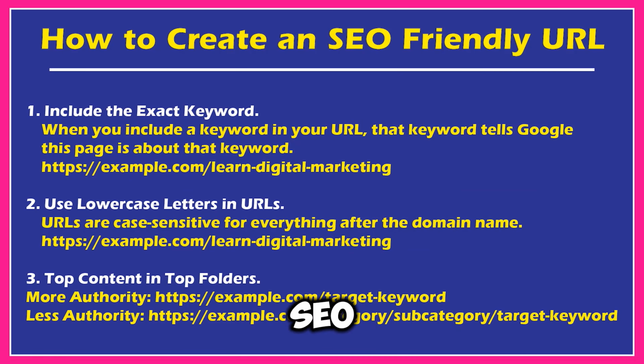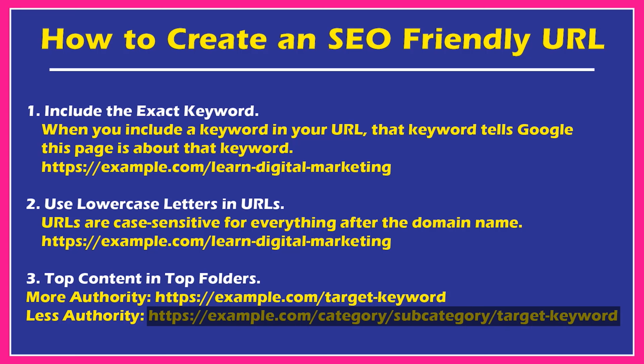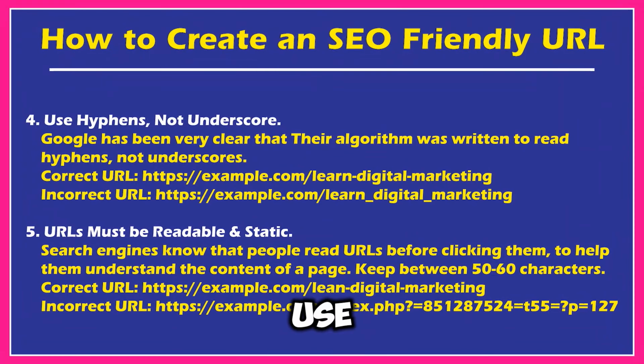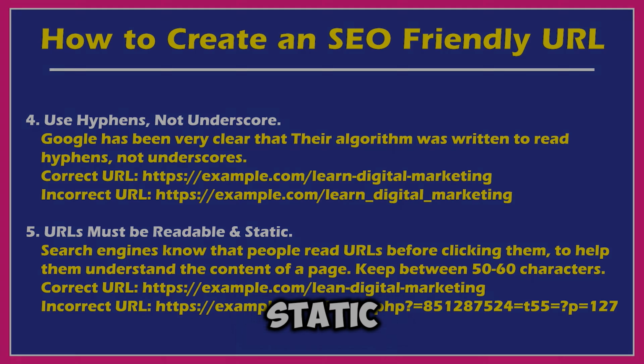How to create an SEO-friendly URL. Include the exact keyword. Use lowercase letters in URLs. More authority: example.com/target-keyword. Less authority: example.com/category/subcategory/target-keyword. Use hyphens, not underscores. Google has been very clear that their algorithm was written to read hyphens, not underscores. URLs must be readable and static.